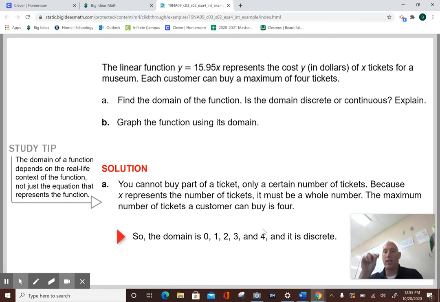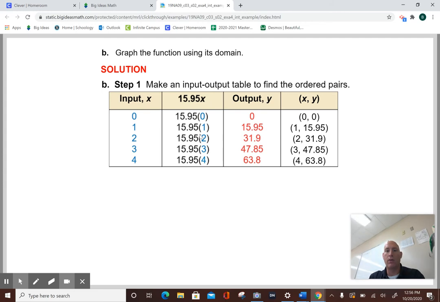Remember, domain goes with x, which goes with the independent variable. So what you're thinking is, what are all the numbers I can use to represent my independent variable for the number of tickets? And then we're going to graph it using the domain. This is what I've been saying in class. Your input is your domain. Your throughput is what happens to it. The output is what you get out. And then you write an ordered pair so we can graph it and start looking at the information.